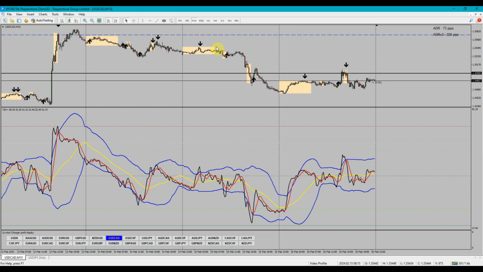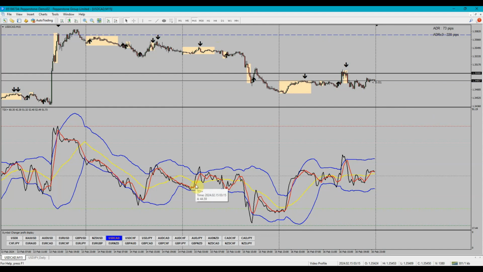All right, so the TDI consists of four indicators. Now, the fourth I did not cover before, but we're going to cover it now. The first would be the Bollinger Bands, which are these blue lines here that encapsulate everything. Then we also have a moving average, which is the yellow line. We have an RSI, which is the black line. And the fourth one would be a stochastic.